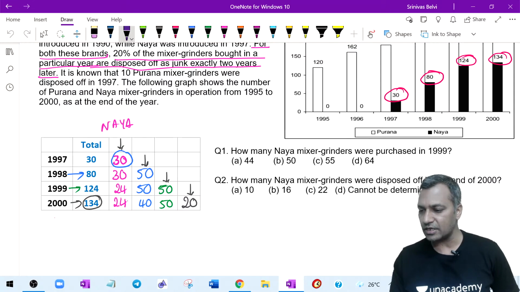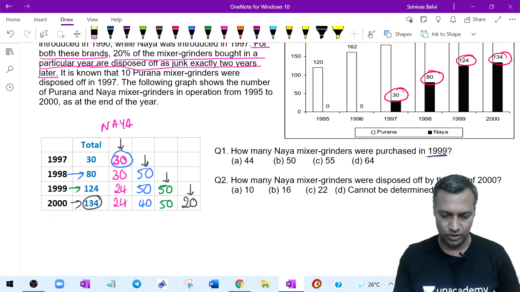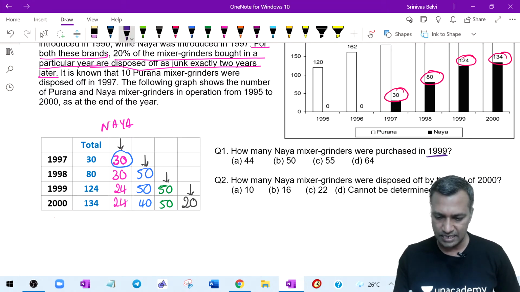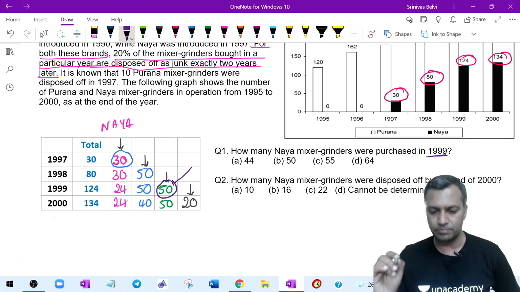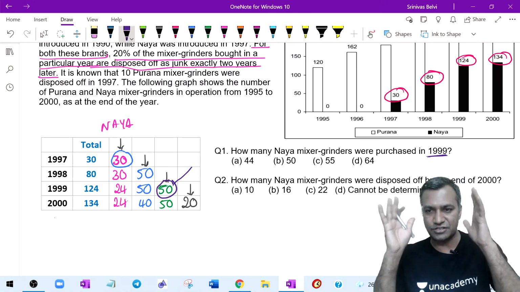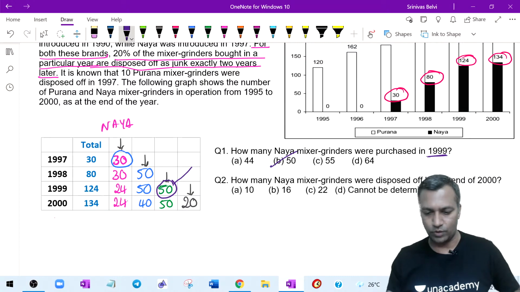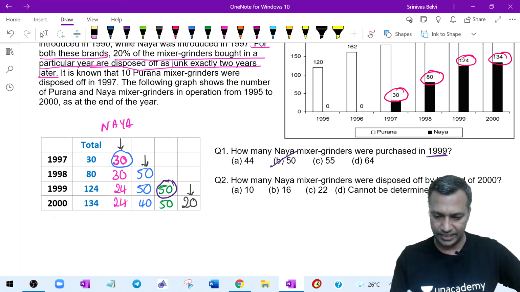How many Naya mixer grinders were purchased in 1999? 1999, straightforward. The last number will be the ones which are going to be purchased, which is this 50. These are the 50 which were purchased in 1999, the batch of 50, right? That's a straightforward answer there. Good. All right, let's go to the next one now. Let's move on to the next one.